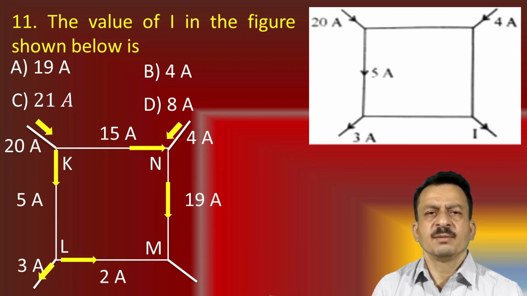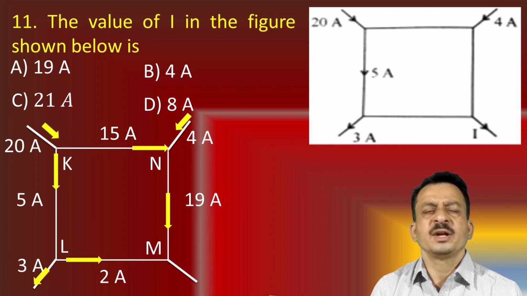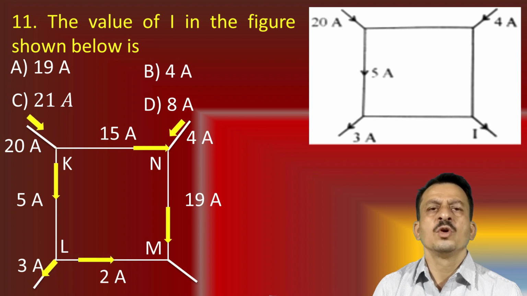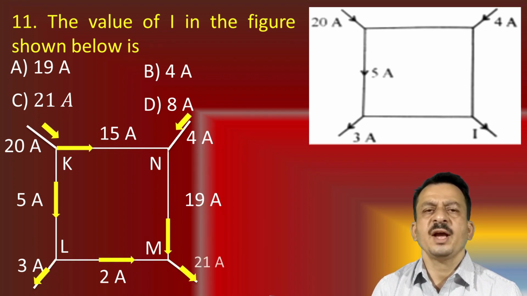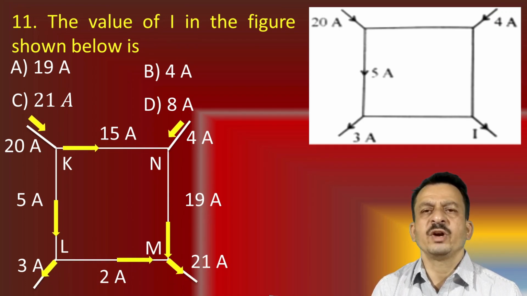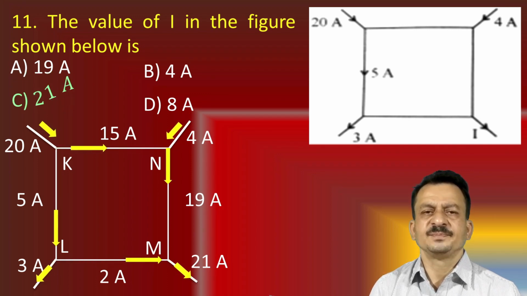Now look at the junction M. 19 amps of current is entering, and 2 amps is also entering. Therefore the current leaving from the junction M is 21 amps. Hence, the value of I in the problem is 21 amps, and C is the right answer.